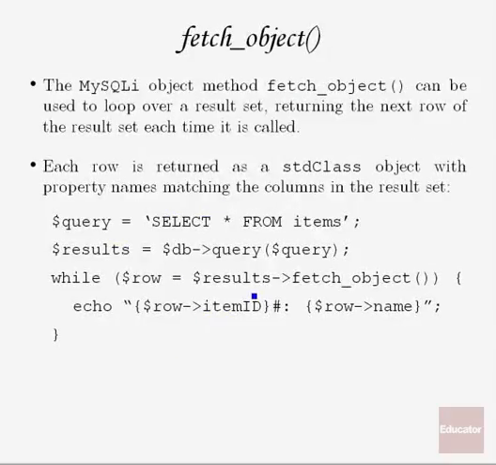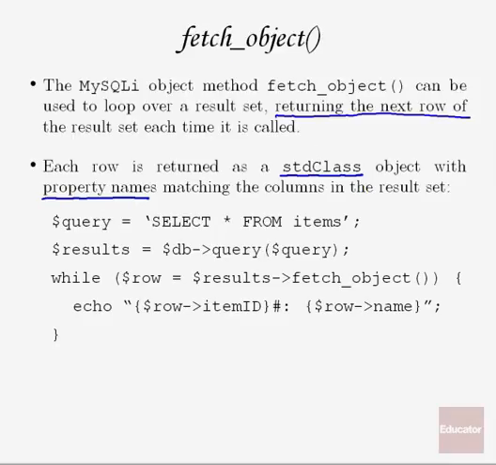So fetch object, as mentioned, is going to return the next row of the result set each time it's called, and it's going to return it as a standard class object. And the key is that this standard class object is going to have a property for each column in the result set. So the property names of this standard class object that's returned are going to match the properties of our table.